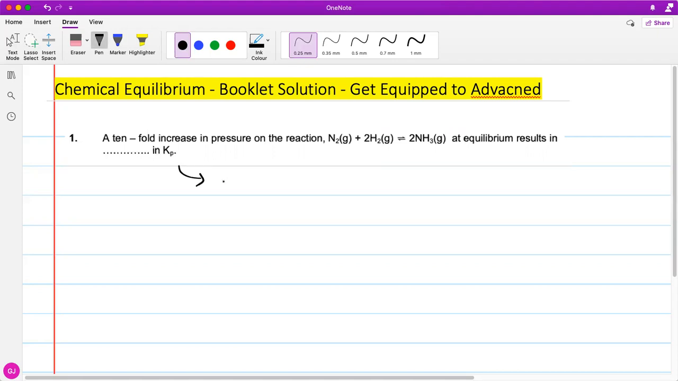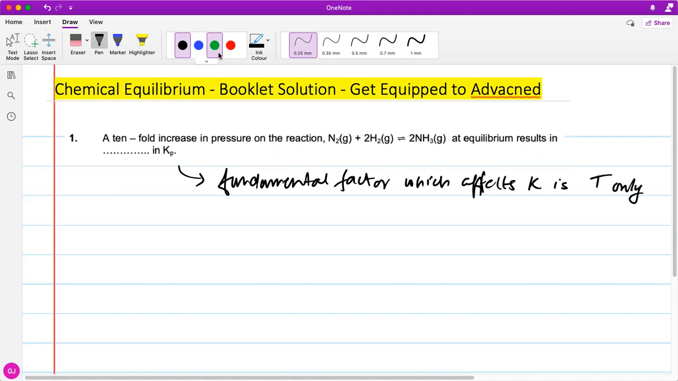Now, as we are aware, the fundamental factor which affects K is temperature only. That means what will be the answer here? That a change in pressure would do no change in Kp.